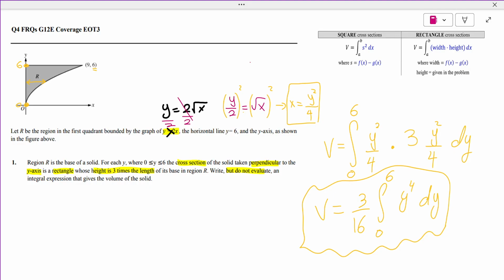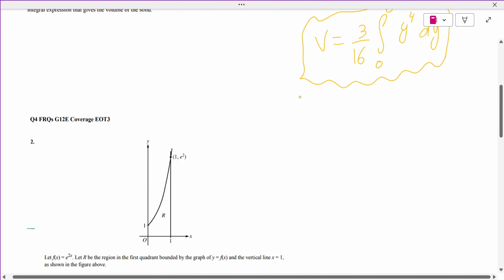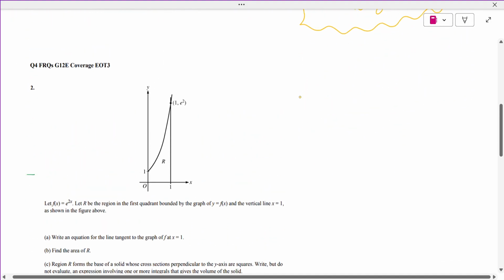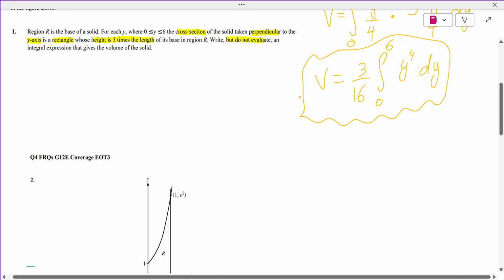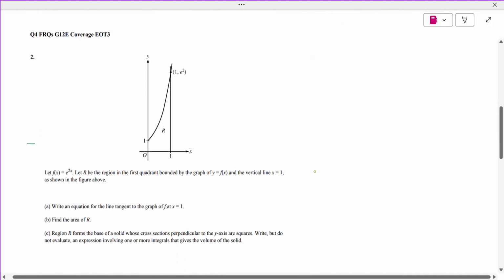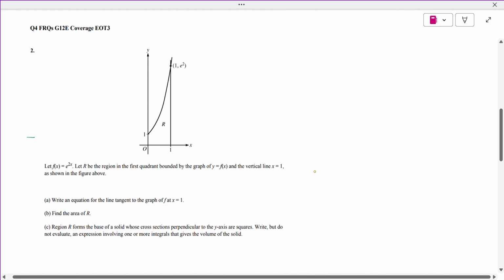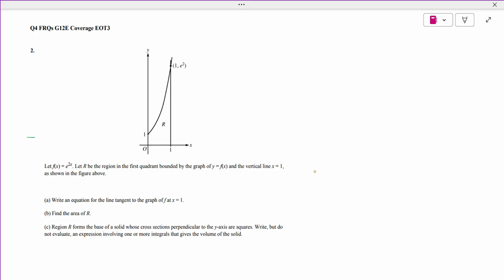Moving on to the next question, we have a multiple part question now. Question 2 says let f of x equals e to the power of 2x. Let R be the region in the first quadrant bounded by the graph of y equals f of x and the vertical line x equals 1 as shown in the figure above.